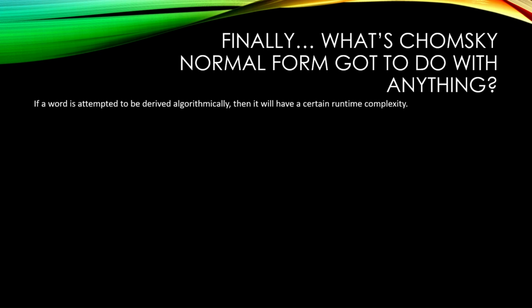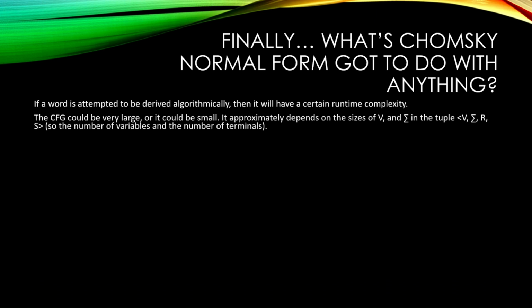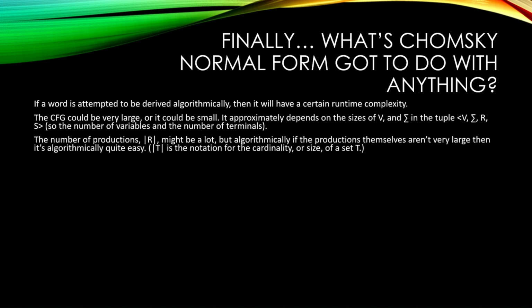Finally, what's Chomsky normal form got to do with any of this? If a word is attempted to be derived algorithmically, then it'll have a certain complexity. So the CFG could be very large or it could be small. It approximately depends on the sizes of V and sigma in the tuple, so the number of variables and the number of terminals. The number of productions, so expansions, is denoted by the cardinality of R, which is two lines. We learned that in MLFCS.